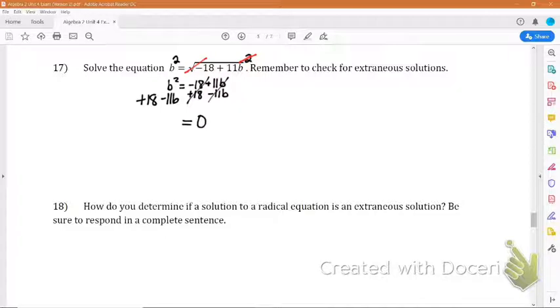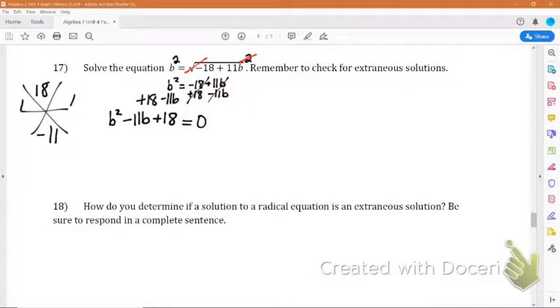Make sure when you write your terms on the left, you want to start with the biggest exponent first. So b squared first, minus 11b next, plus 18. You always want them in descending order. Biggest exponent first, and then work your way down. Perfect. Now you're going to use your asterisks.